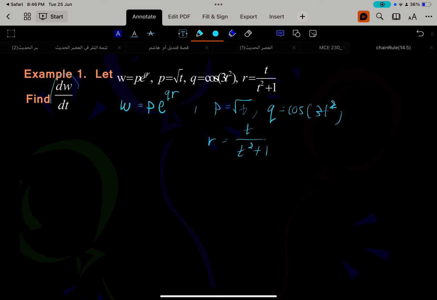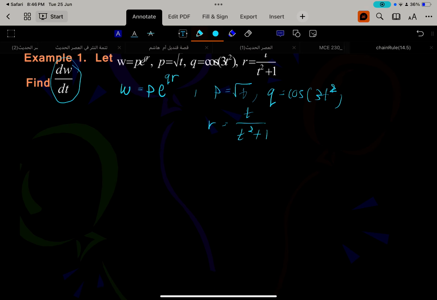We want to find dw with respect to t, and we don't have that. If we try to substitute, it's going to give us something very complicated. We're going to multiply cosine 3t squared by t over t squared plus 1, and we need to differentiate that inside the exponential, which gives us a lot of trouble. We also need to apply the product rule, since p is another function, so it's going to make our lives way harder. So let's do it the chain rule way.